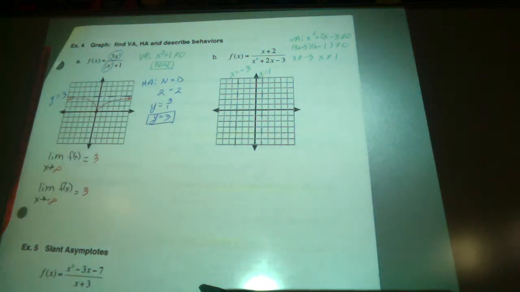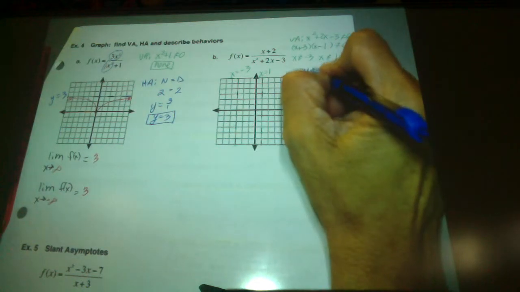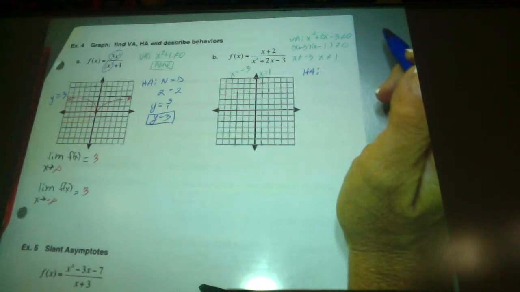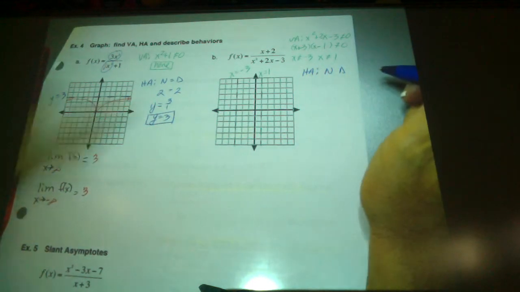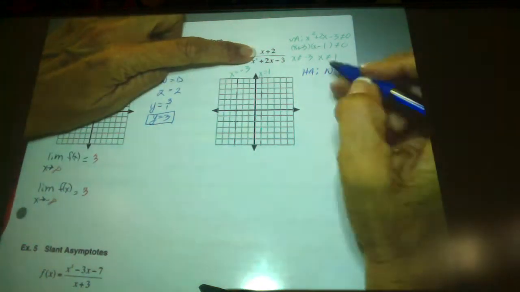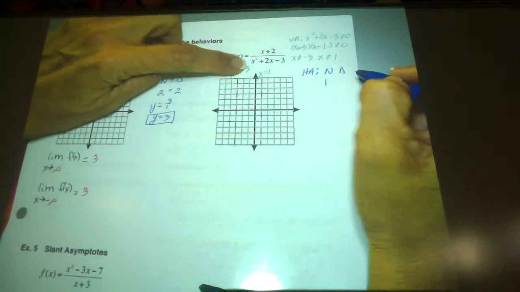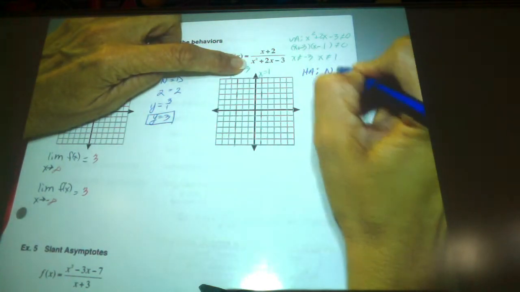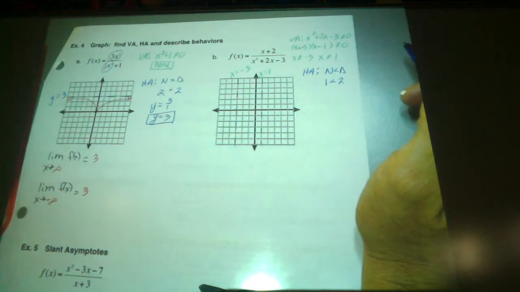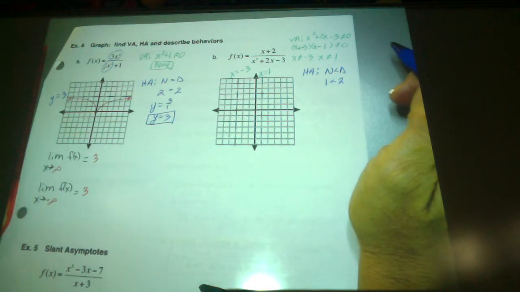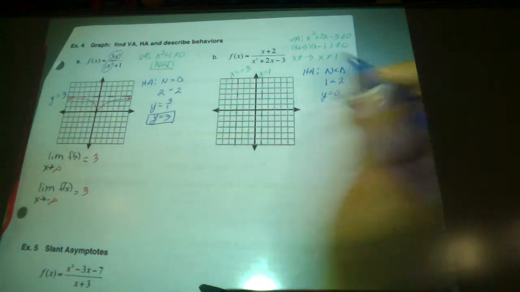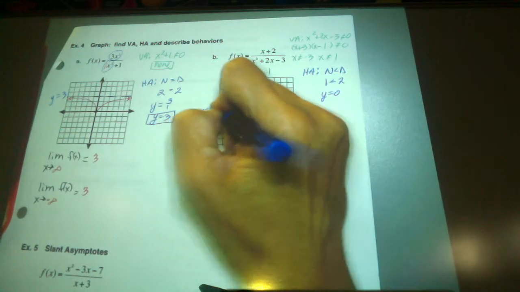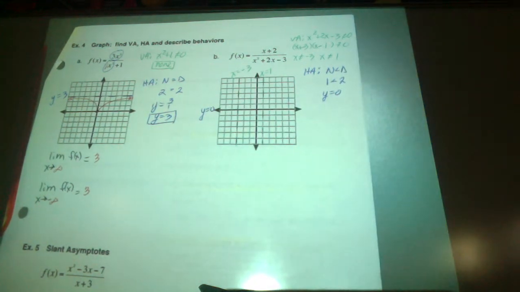We still have to find the horizontal asymptote. So we have to compare the degree of the numerator to the degree of the denominator. What's the numerator's degree? 1. What's the denominator's degree? 2. Isn't 1 less than 2? What's the horizontal asymptote when the numerator's degree is less than the denominator's? y equals 0. So we're going to label this as y equals 0. So now when you plug it into your calculator, you should see the graph approaching all 3 of those.